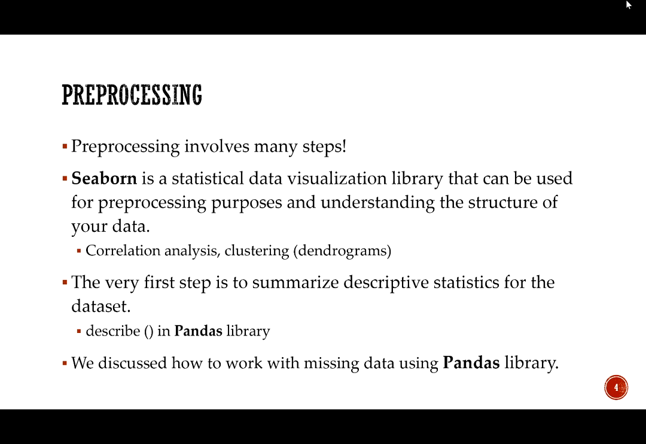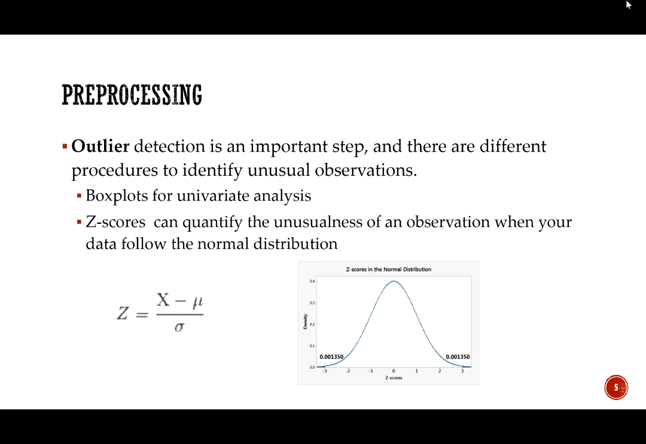But the very first step for data processing is to summarize descriptive statistics. And we know that using the describe method under pandas library, we can have the descriptive statistics for all variables or columns in the data frame. So we know the minimum value, maximum value, standard deviation, and so on. And if we have some missing values, we can use some of the methods we discussed before. But I would like to focus on outlier detection in this lecture.